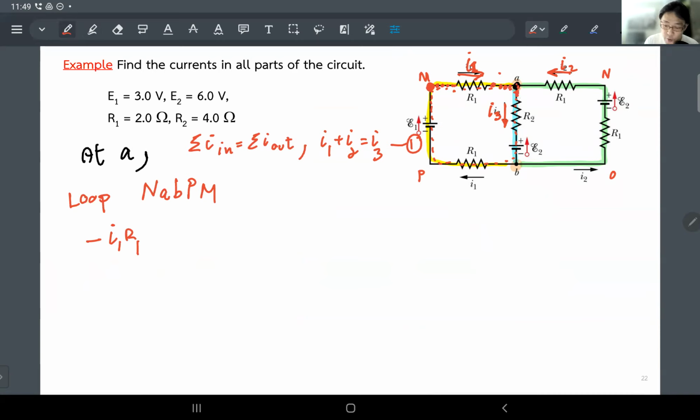I'm phasing R2 with the I3. I'm walking in the same direction as the current. I'm going to a lower potential. It's going to be negative I3 R2. Keep going.